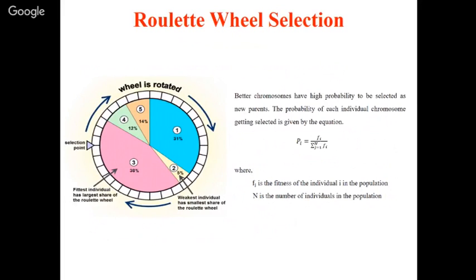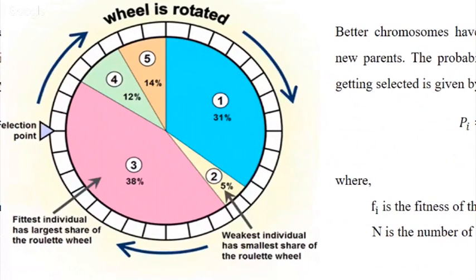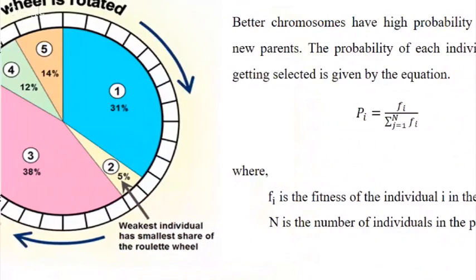In roulette selection, whoever's fitness value is very good gets selected by probability. For example, there are 5 members. The first member's answer is almost close, 31% correct. Say the second person's is 5%. The pink one is 38%. The green one is 12%, and the fifth one, the brown one, is 14%. So what is the chance of getting selected? If you see, what is the probability? Probability is nothing but the function divided by the summation of all the other functions.